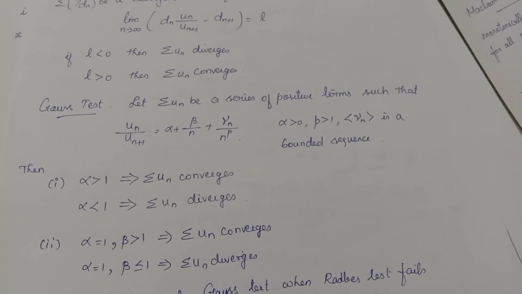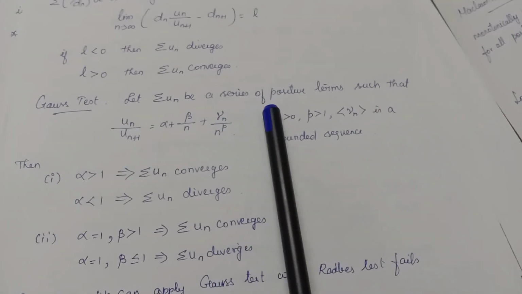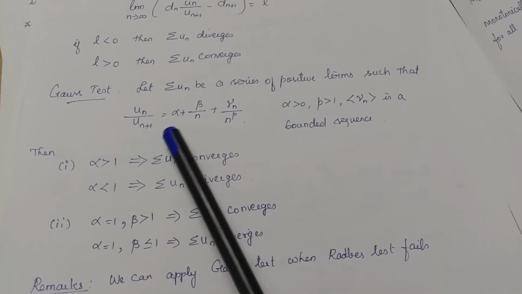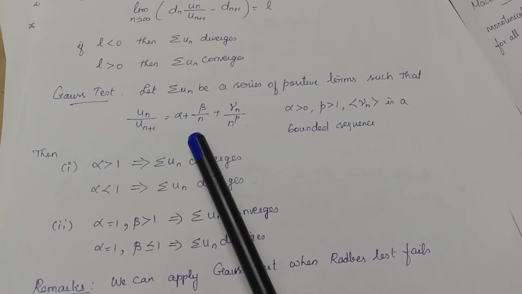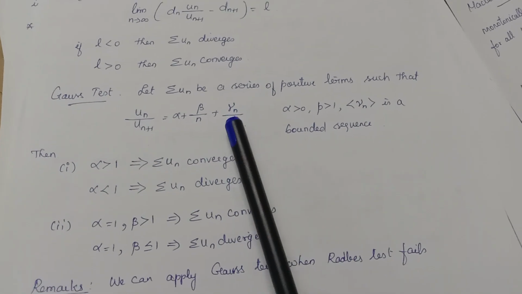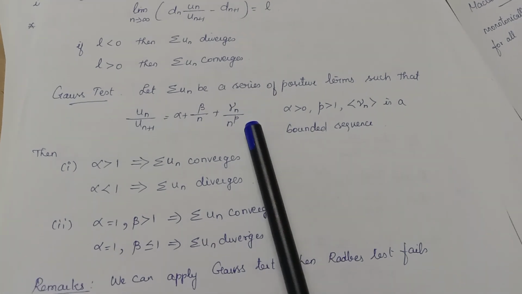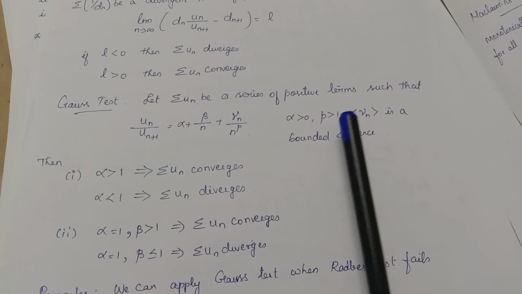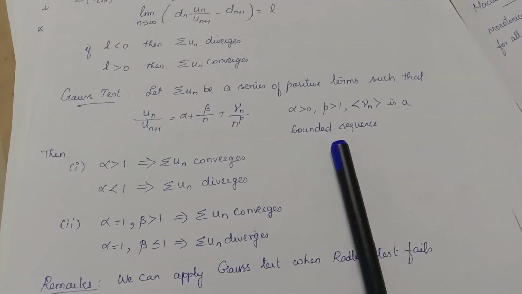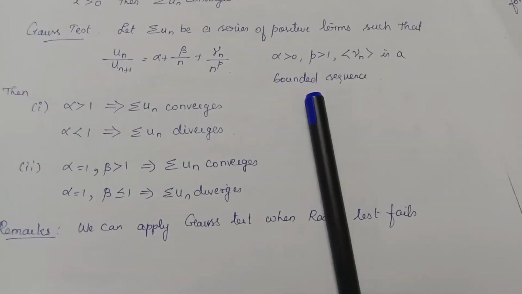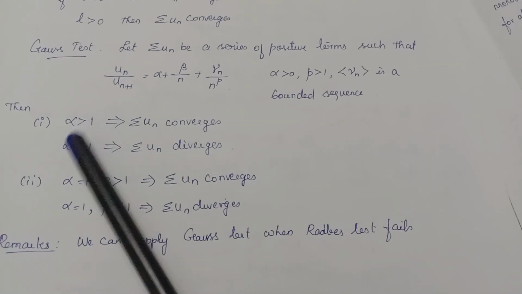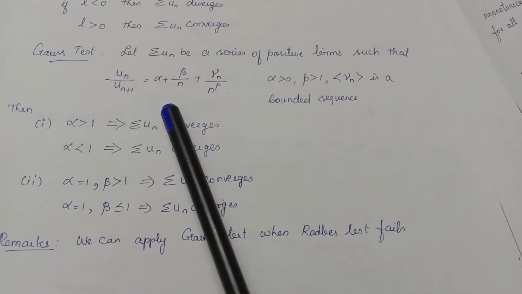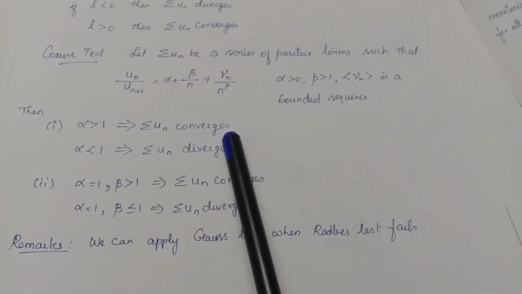Next one is the Gauss test. Let sigma un be a series of positive terms such that un by un plus 1 can be written as alpha plus 1 by n into beta plus 1 by n power p into gamma n. Here alpha is positive, p is greater than 1, and gamma n is a bounded sequence. Then what about the convergence of this series? For alpha greater than 1, no need to check beta and gamma; directly you can write the series is convergent.